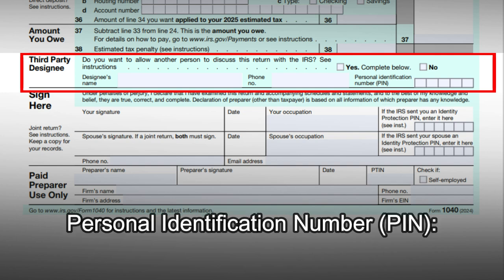Personal identification number, PIN. Your designee will need to create a 5-digit PIN that they will use to verify their identity when discussing your tax return with the IRS. This PIN is unique to them, so make sure they choose a PIN they can remember. This PIN is for this purpose only and cannot be shared with anyone else.